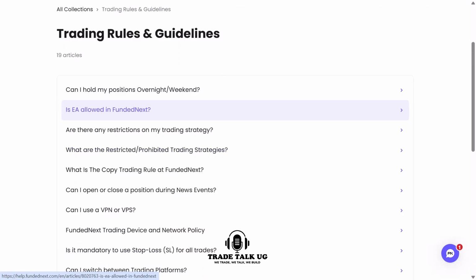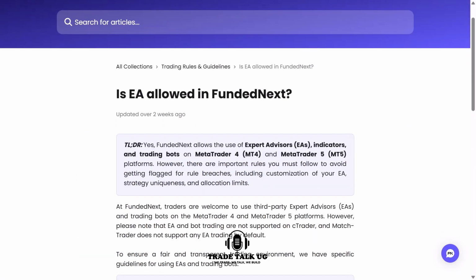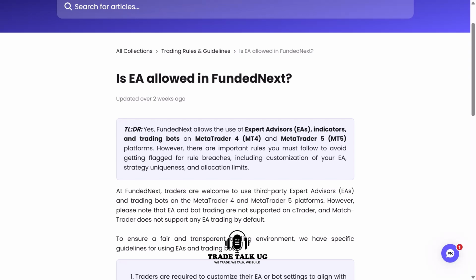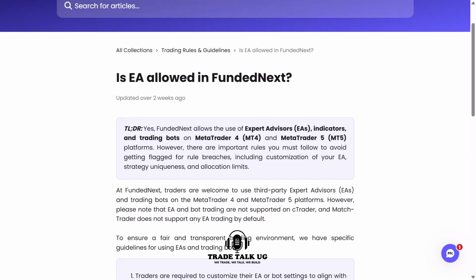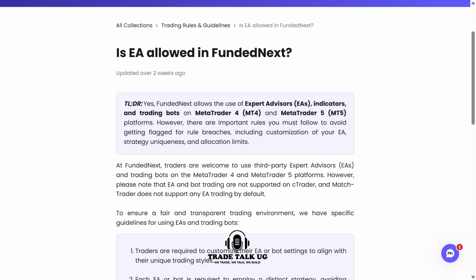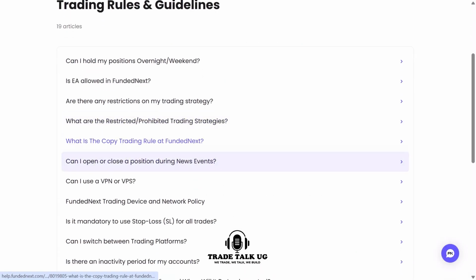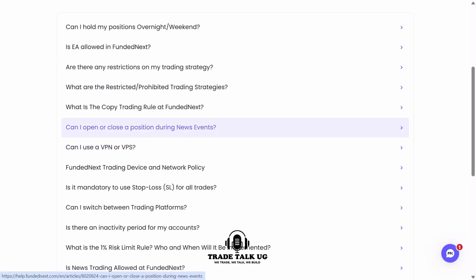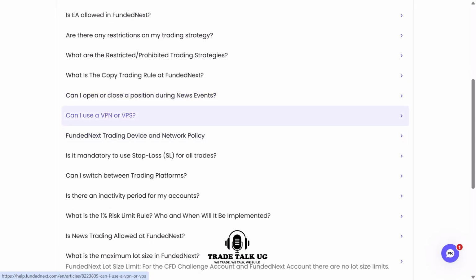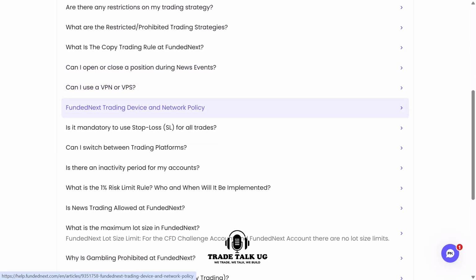Does FundedNext allow expert advisors, indicators, and trading bots? That one is, of course, not allowed. FundedNext, they don't allow trading with bots. Copy trading is not allowed. You can trade news. VPN is allowed. Trading device and network policy, that one is not allowed.